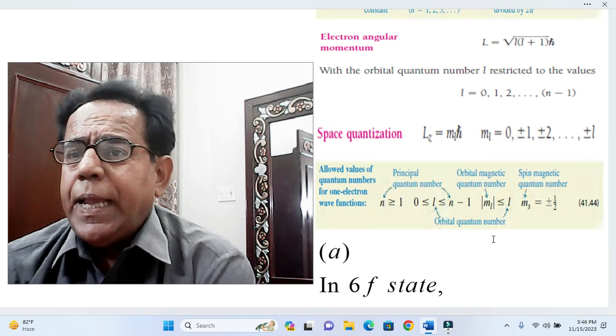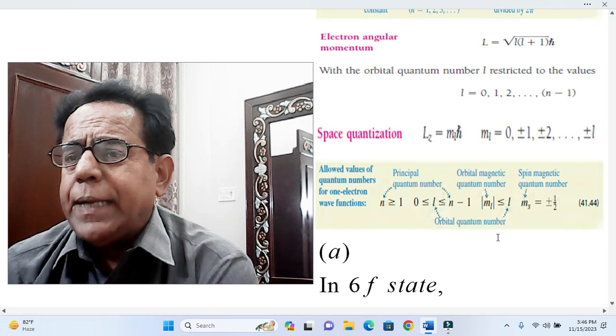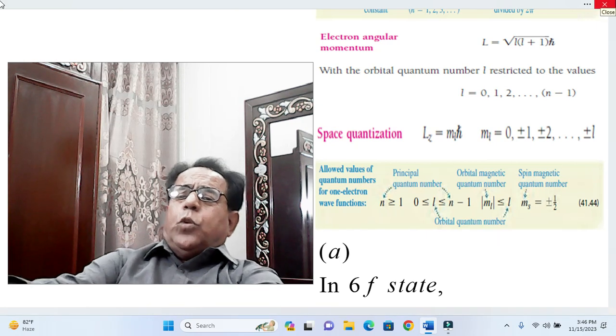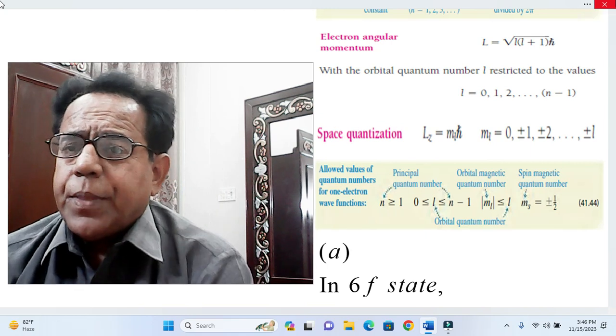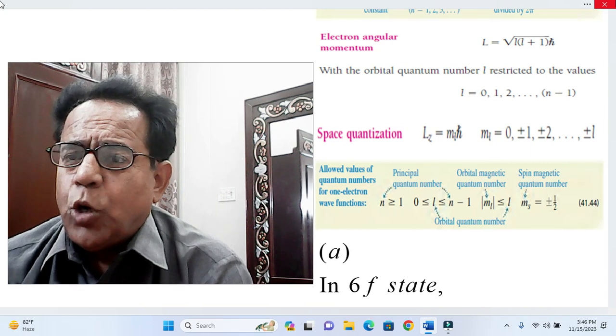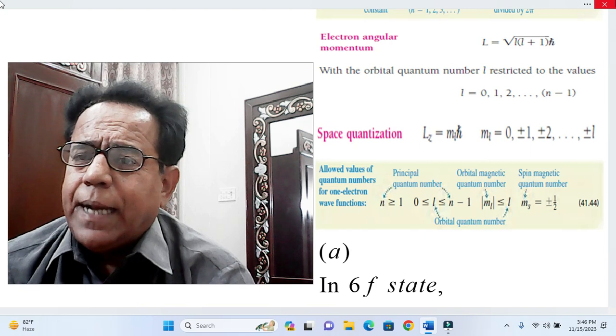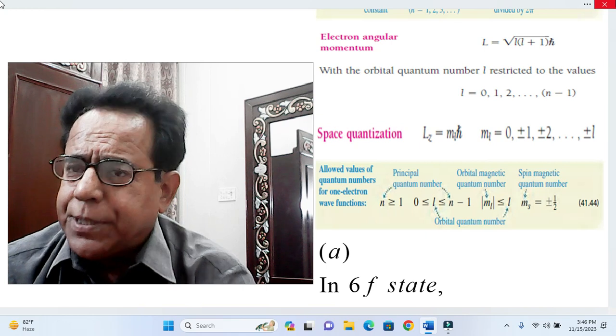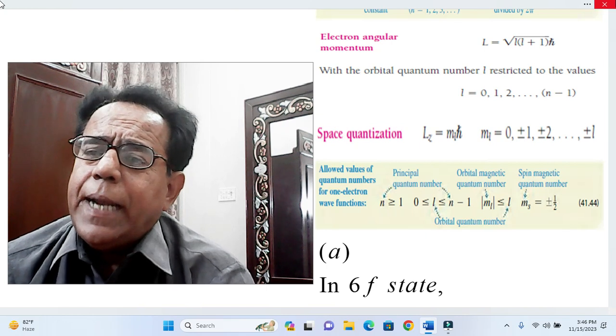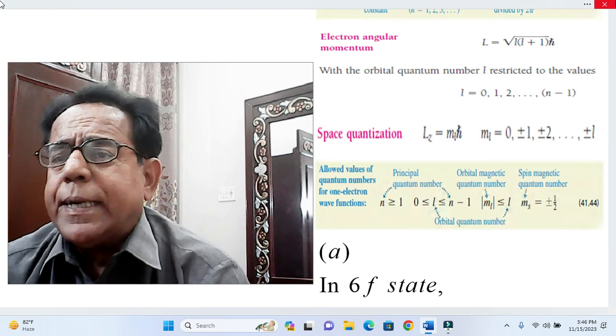Here n, that is the principal quantum number, is either equal to or greater than 1. Next, the orbital quantum number l is either equal to or less than n minus 1, where n is the principal quantum number, and on the other hand l is equal to or greater than 0.